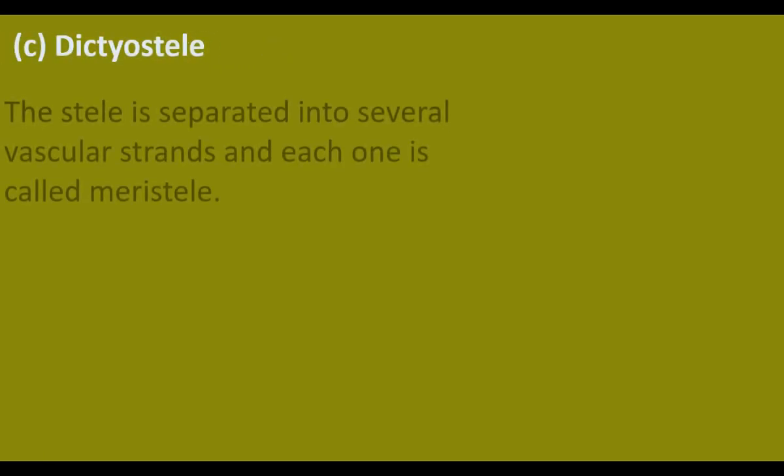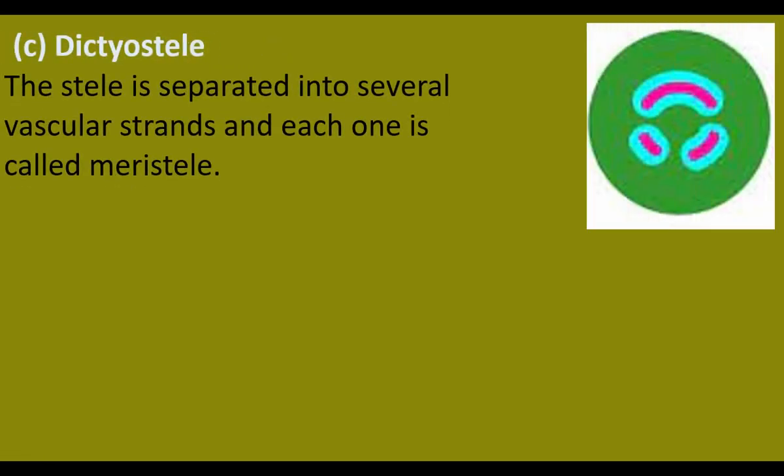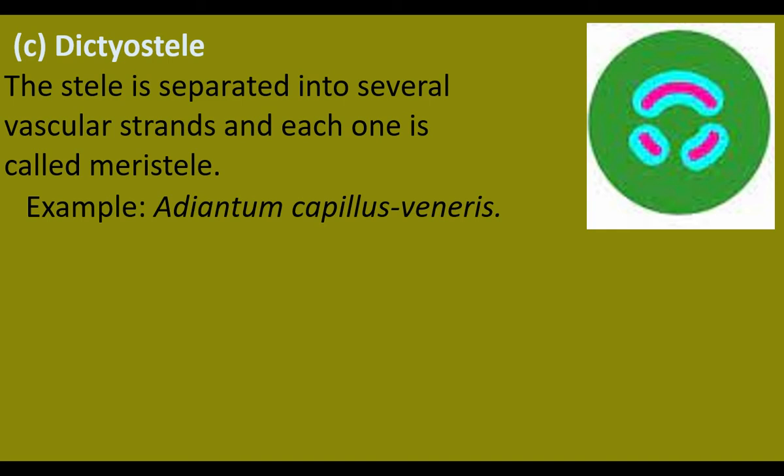Dictyostele. The stele is separated into several vascular strands, and each strand is called meristele. This diagram shows three meristele. Stele is separated into vascular strands. Example, Adiantum capillus veneris.